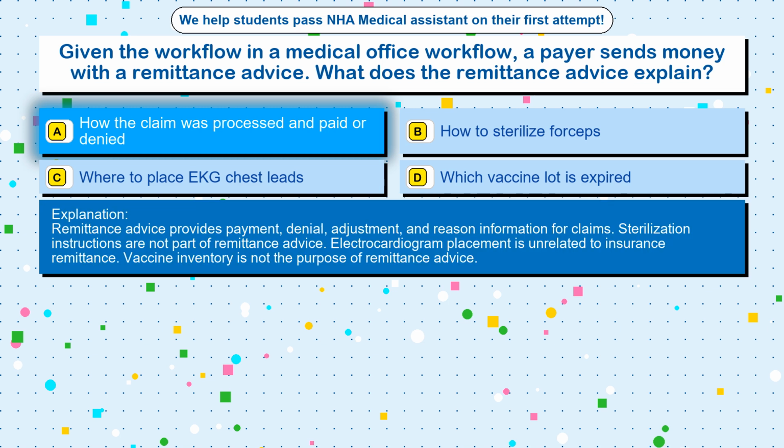Remittance advice provides payment, denial, adjustment, and reason information for claims. Sterilization instructions are not part of remittance advice. Electrocardiogram placement is unrelated to insurance remittance. Vaccine inventory is not the purpose of remittance advice.